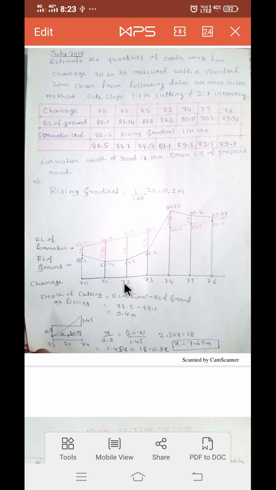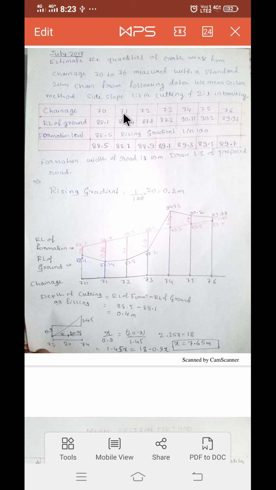So we'll draw a longitudinal section here. This is the chainage 70 to 76. At 70 chainage, the RL of the ground is 88.1. So draw a line with some scale at 88.1, and at the same time your formation level is 88.5. So again draw the formation level mark here.